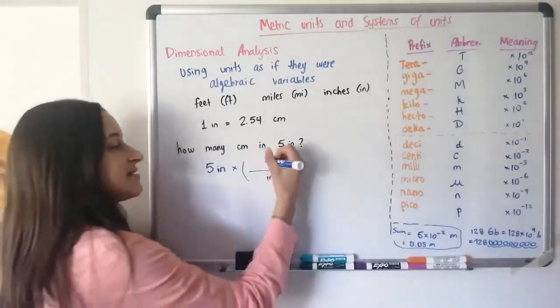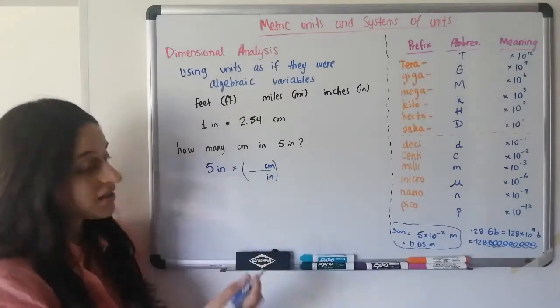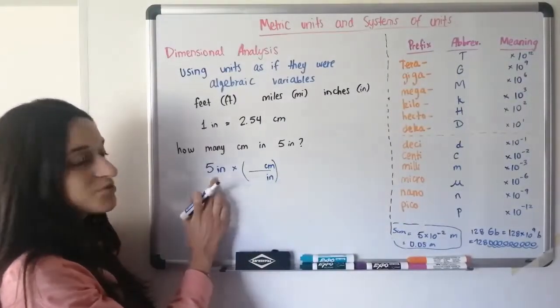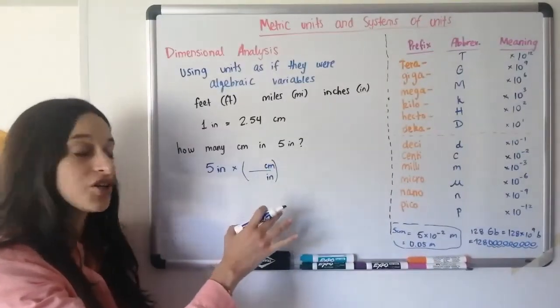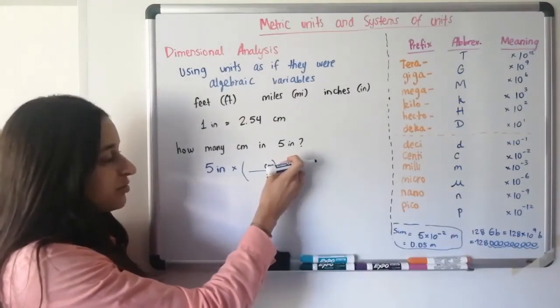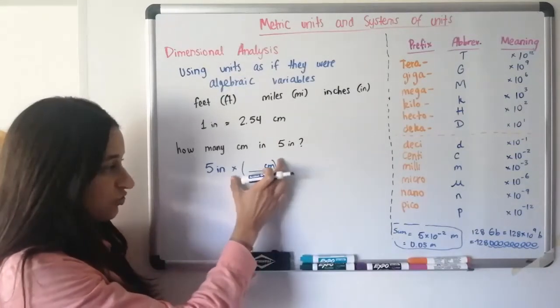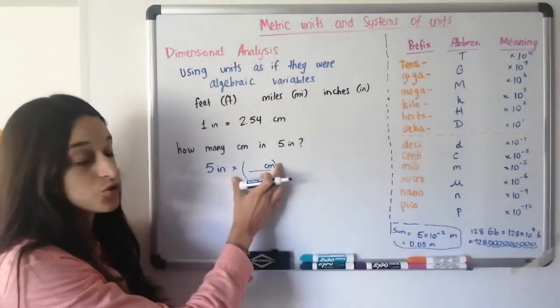And what you want to get is centimeters. So you have to put here two numbers that mean basically 1, because if you multiply 5 by anything other than 1, you're going to be changing this value. So a number of centimeters over a number of inches has to give 1, so that this whole thing inside of the parentheses is equal to 1.